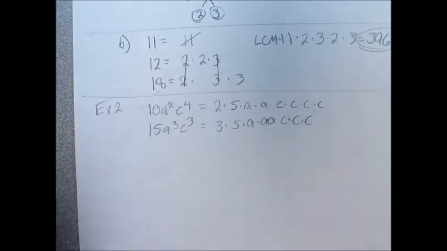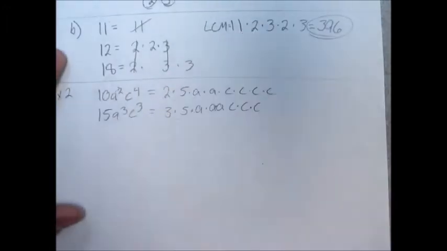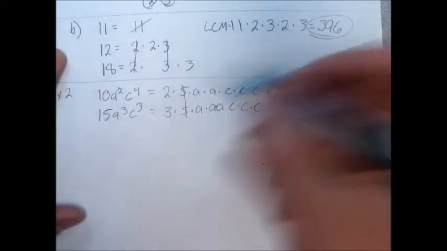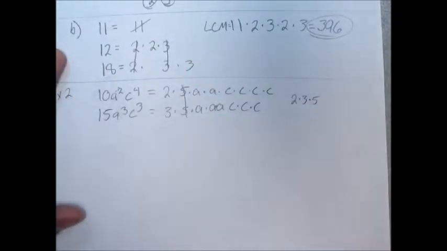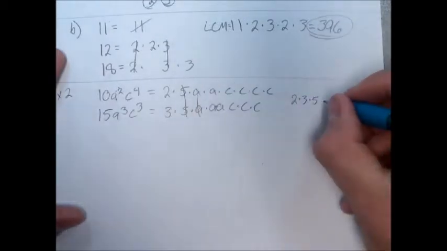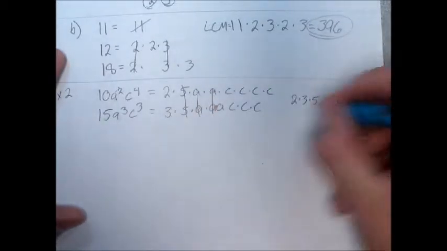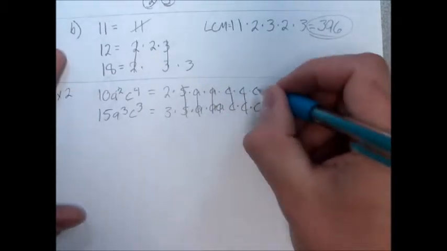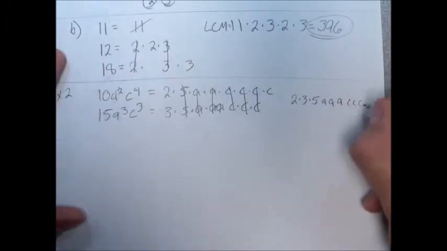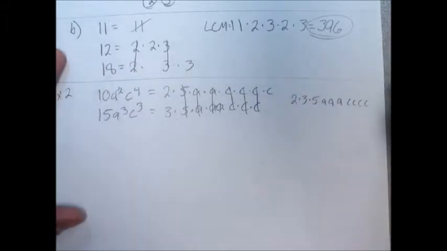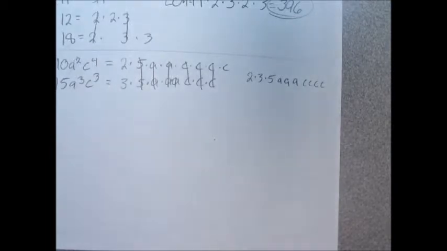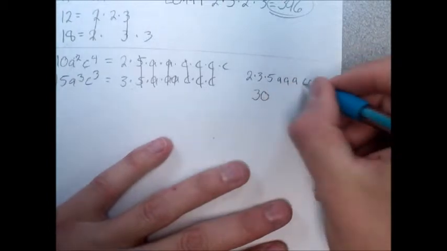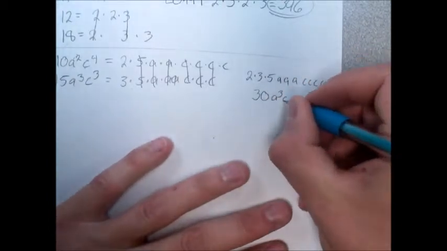Okay, I'm going to start looking for the things they have in common. 2 and 3, there's nothing in common, so I'm just going to write them down. 2 times 3. 5 and 5, they have that in common, so I'm going to put just one 5 down. A, they have 1 A, 2 A's, and then a straggler, so 3 A's. And I have C, C, C, 3 times, and then our little straggler there. Then I put all this together. 2 times 3 is 6. 6 times 5 is 30. So it's 30, and then A to the 3rd, C to the 4th.